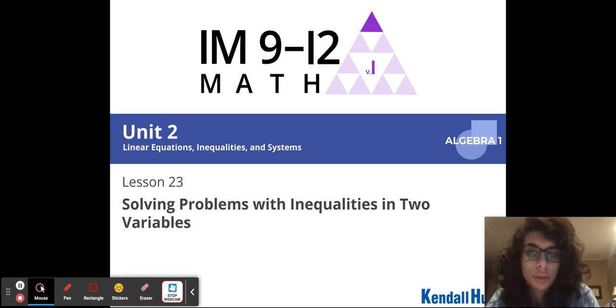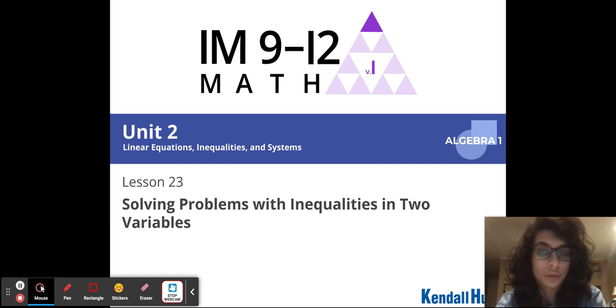In lesson 23, we're going to be talking about how we can solve problems with inequalities in two variables. Last lesson, we talked about how to graph inequalities in two variables, and this time, we're going to focus on how to understand that in context.